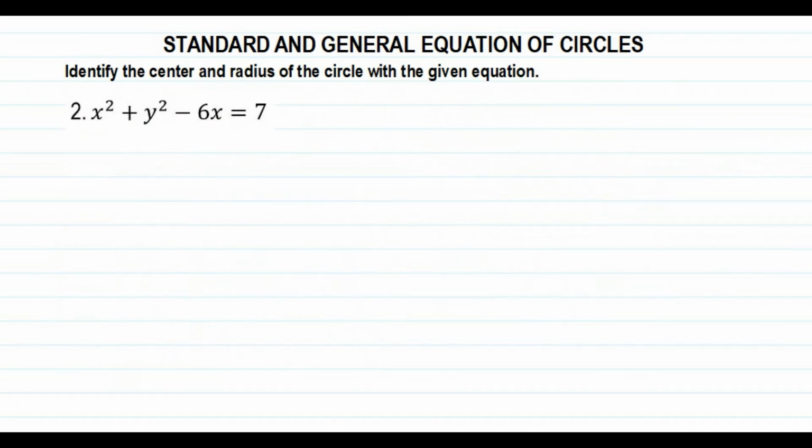Yan. For example, wala dito si dy. Diba? This is ax squared plus ay squared minus cx, walang dy, equals e na agad. Okay? Paano natin isa-solve yan? Okay. Ganito lang yan. Again, first step is grouping. Hanapin mo yung may kagrupo. X squared minus 6x plus y squared, wala siyang katandem, and then 7.